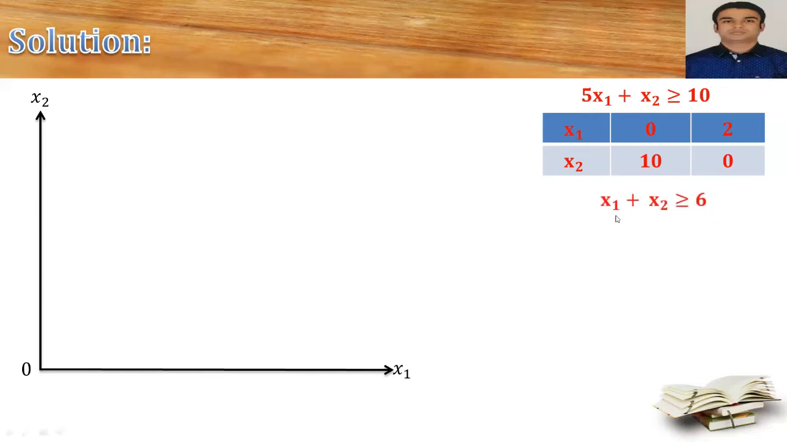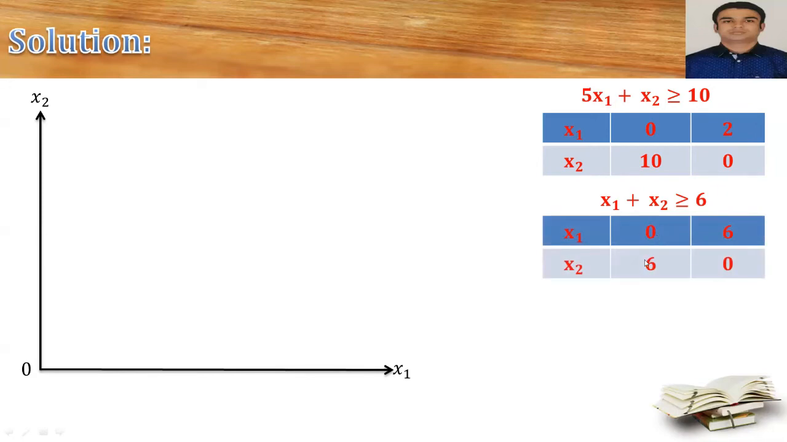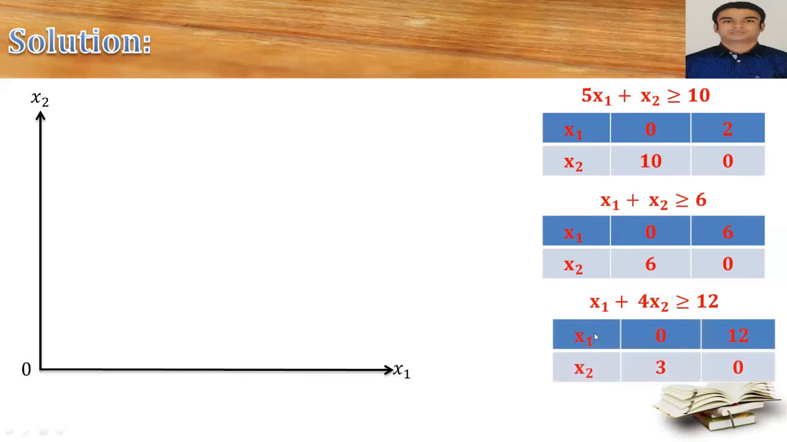Now for the second line, x1 plus x2 greater than or equal to 6. If x1 is 0, then x2 is 6. And if x2 is 0, then x1 is 6. So we determine the two points for the line x1 plus x2 equal to 6. Now the third constraint equation, x1 plus 4x2 greater than or equal to 12. Same process: put x1 equal to 0, then x2 equals 3, and if we put x2 equal to 0, then x1 equals 12. The points of all the constraint equations are determined.